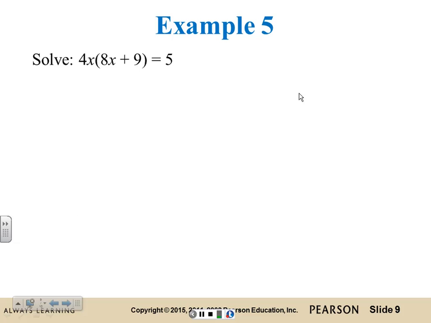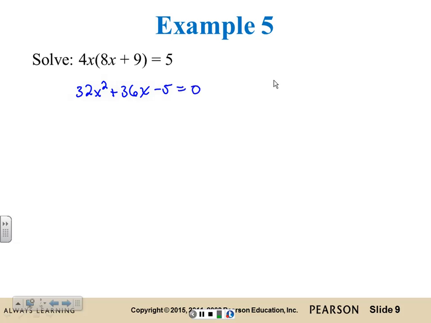Okay, so let's look at this one. It's not set equal to 0. And it's not as easy as just minus 5 from both sides because we have these parentheses here. We don't need to factor anything that already has parentheses. So let's distribute first. So we have 4x times 8x is going to be 32x squared. And then 4x times 9 is going to give me 36x. Now I can move the 5 over. So we'll minus 5 from both sides and get that.